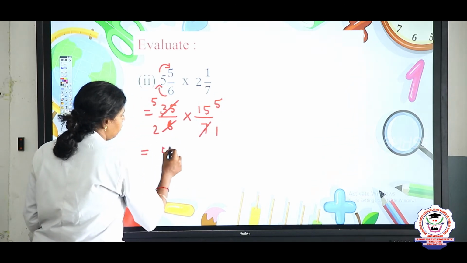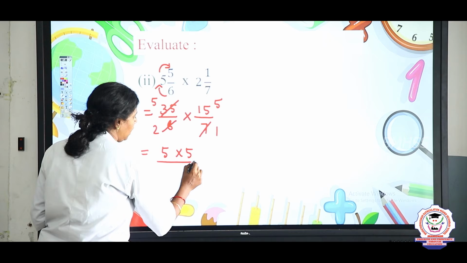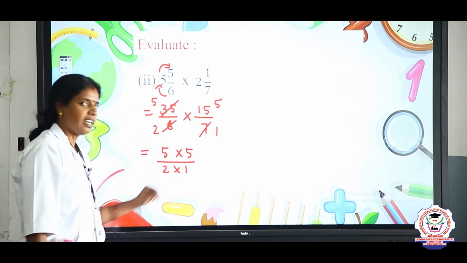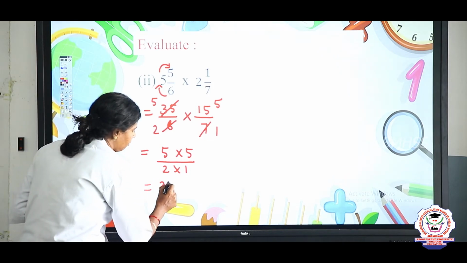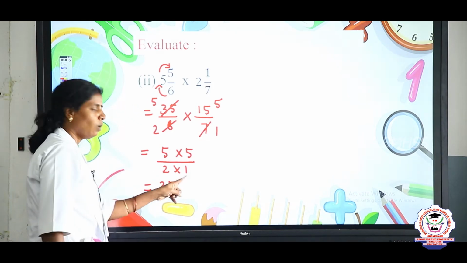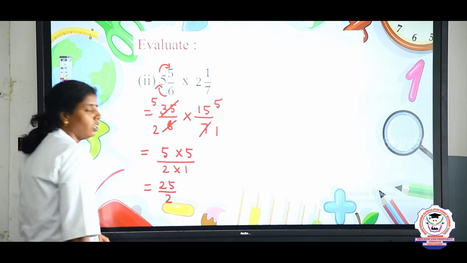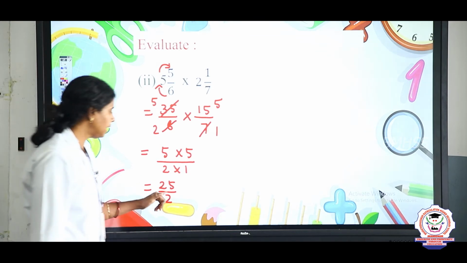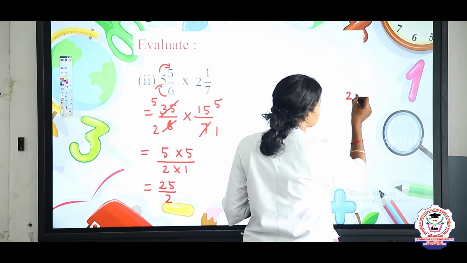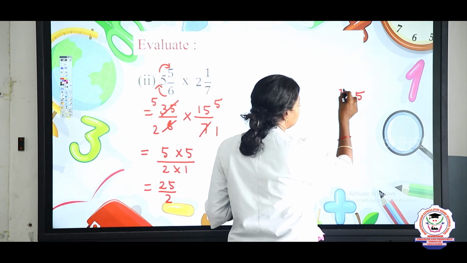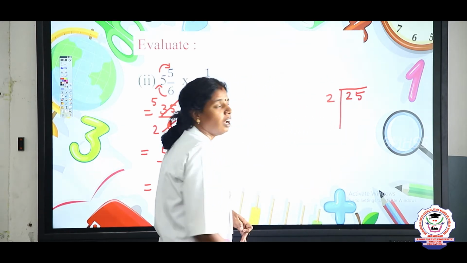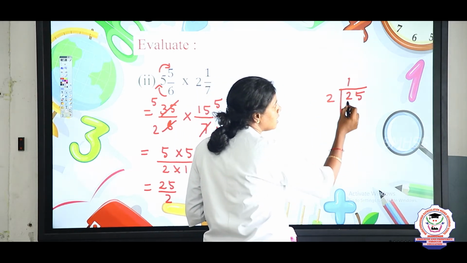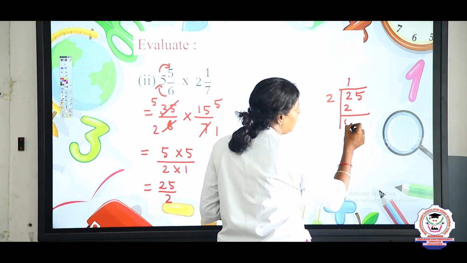Now, 5 into 5 by 2 into 1. Now, find the product. 5 5s are 25 by 2 1s are 2. 25 by 2 is an improper fraction. So, we can convert this into a mixed fraction. See, 25 divided by 2. How many times can you divide by 2 into 2? 1 time. 2 1s are 2. Remainder will be 0.